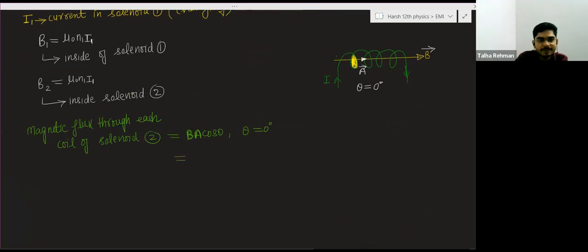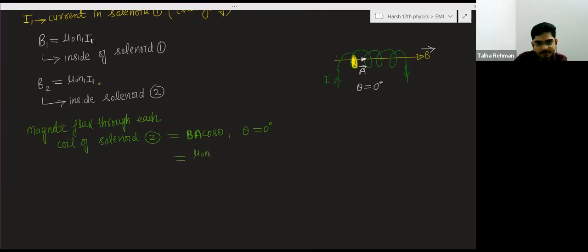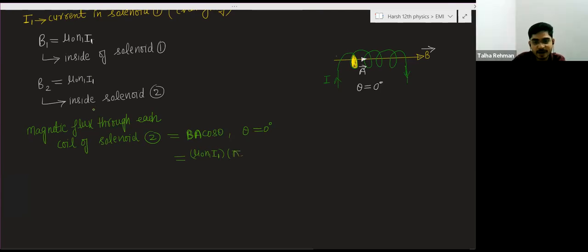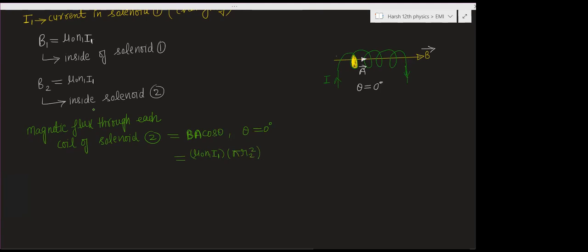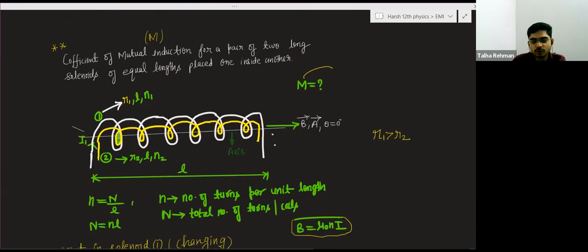So what is the magnetic field? Mu 0 N1 I1. What is the area of the coil? We will take here the area of the second solenoid coil, having the radius R2, so it is pi R2 square. Basically this is the magnetic flux linked with this coil.